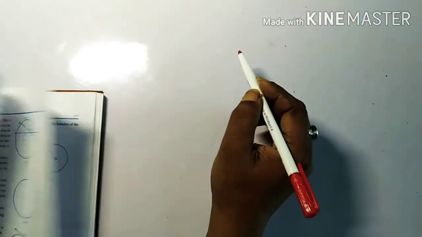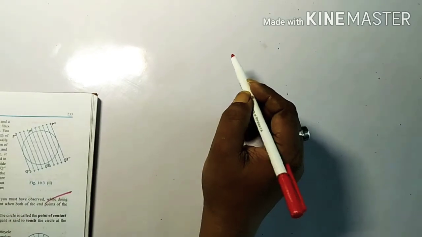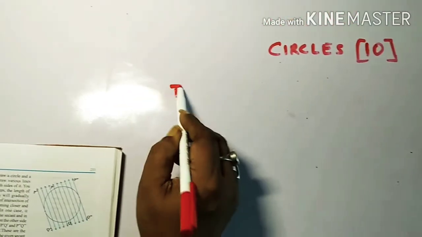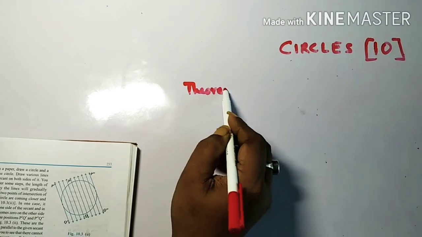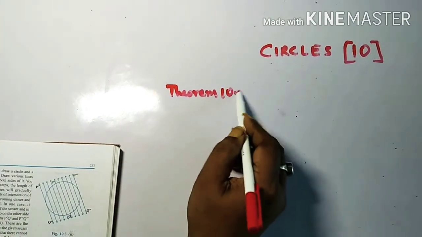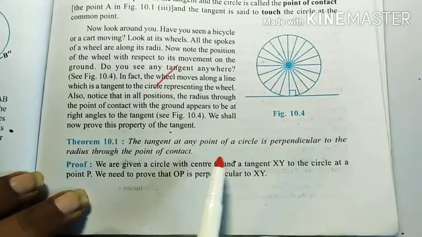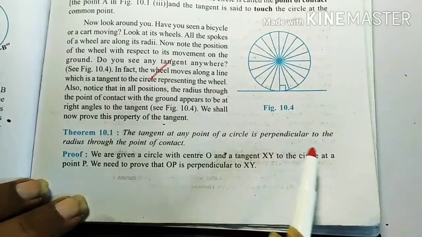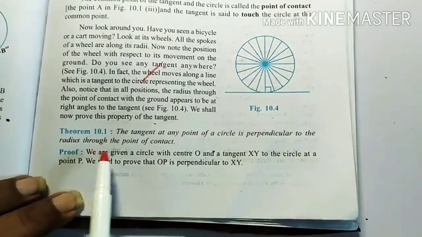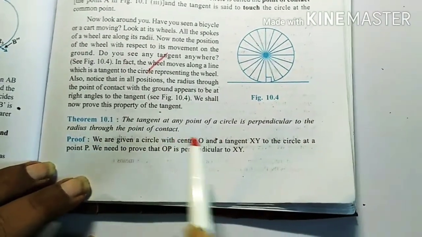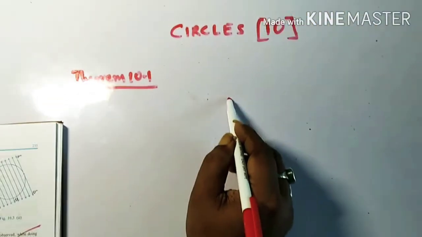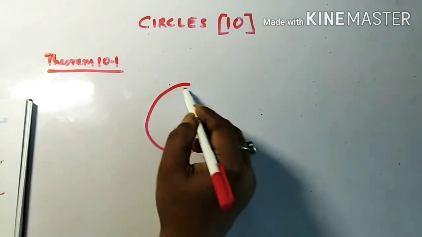The first theorem which is given to you, theorem 10.1. It is given that the tangent at any point of a circle is perpendicular to the radius through the point of contact. The tangent at any point of a circle.